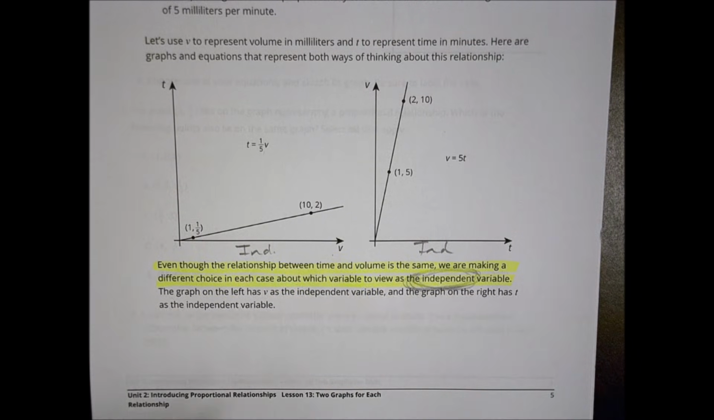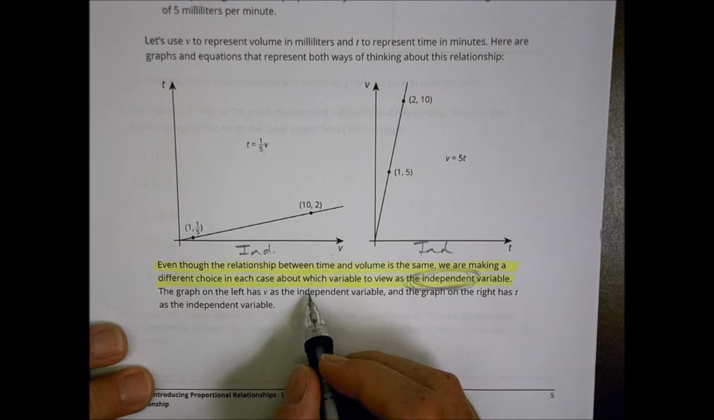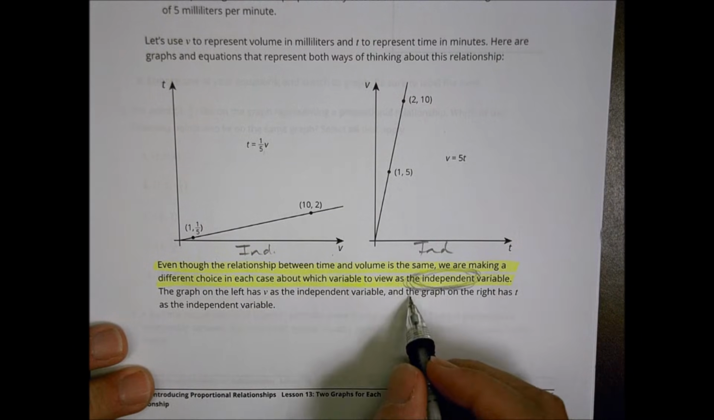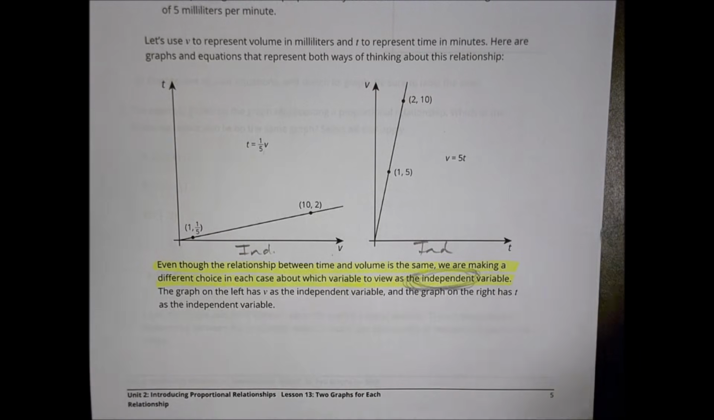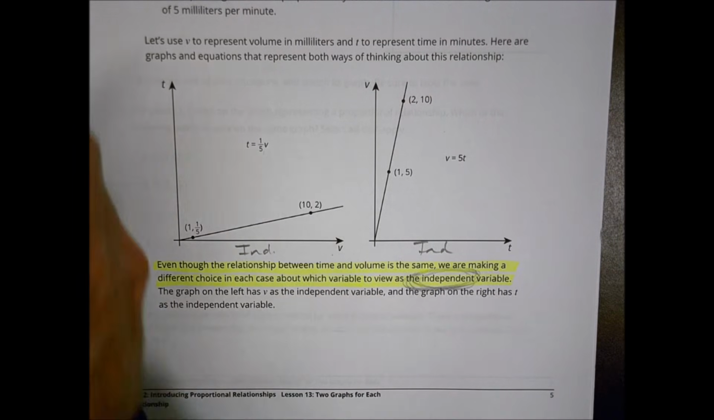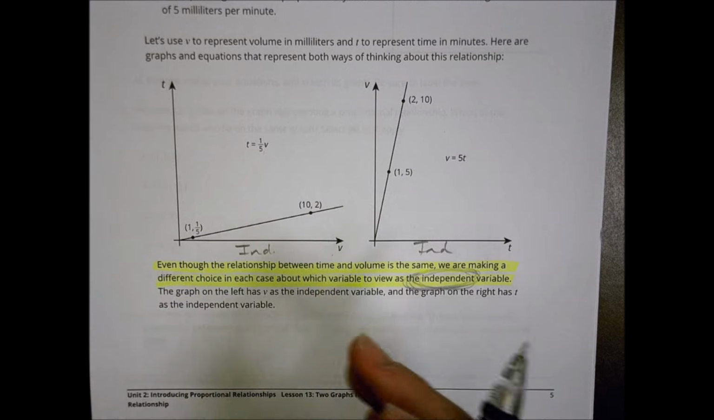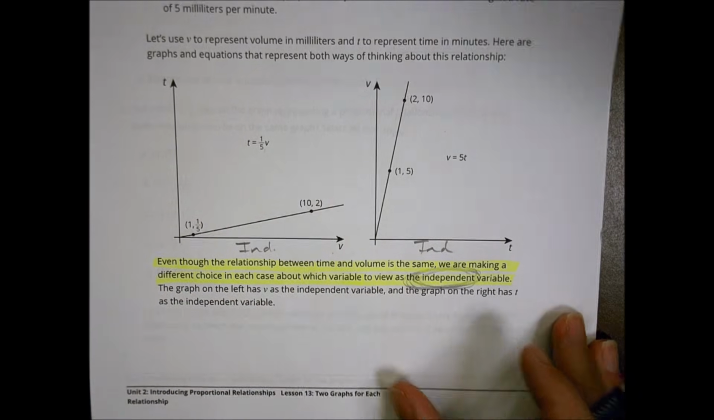Okay, so in this case here, the graph on the left has the volume as independent, and the right has the time as independent. Is one right, is one wrong? That's a whole other story. But for now, we're going to take a pause there. You're going to work on your homework and then come back and check it when you're ready to go.